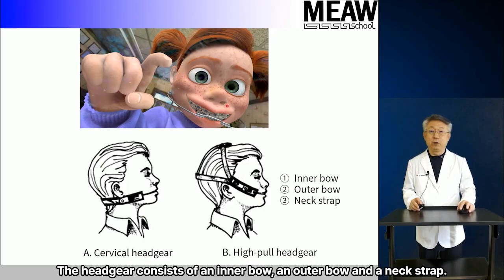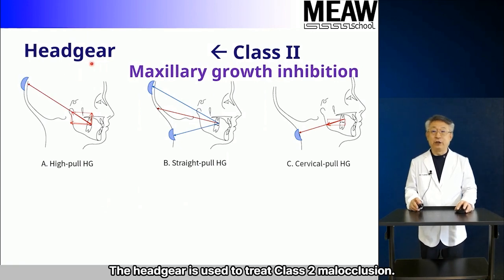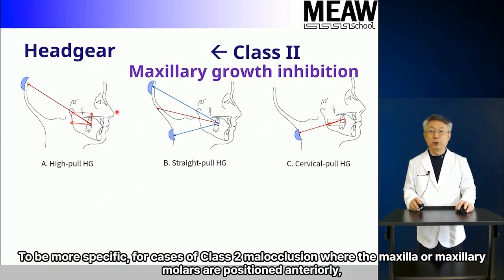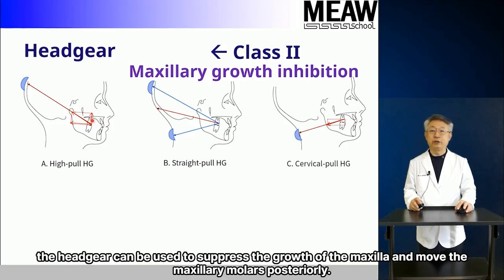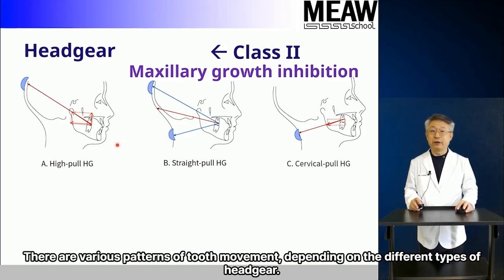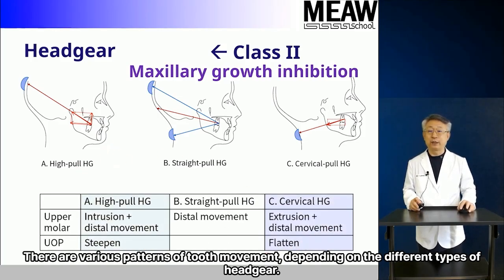The headgear consists of an inner bow, an outer bow, and a neck strap. The headgear is used to treat Class II malocclusion. To be more specific, for cases of Class II malocclusion where the maxilla or maxillary molars are positioned anteriorly, the headgear can be used to suppress the growth of the maxilla and move the maxillary molars posteriorly. There are various patterns of tooth movement depending on the different types of headgear.